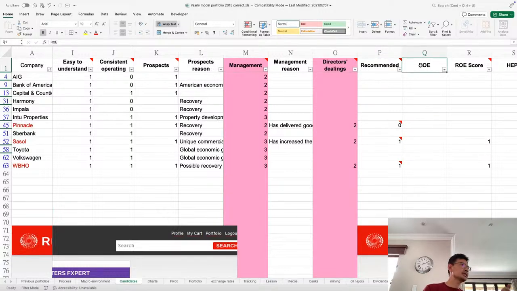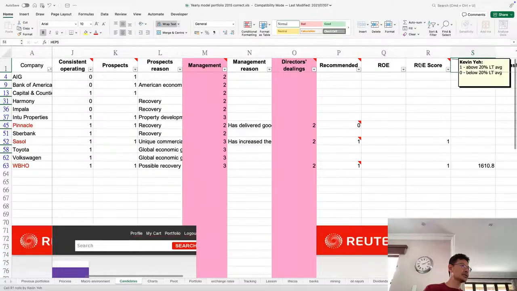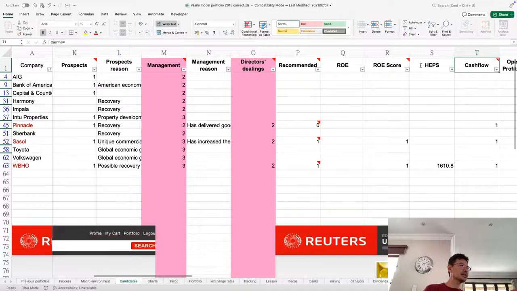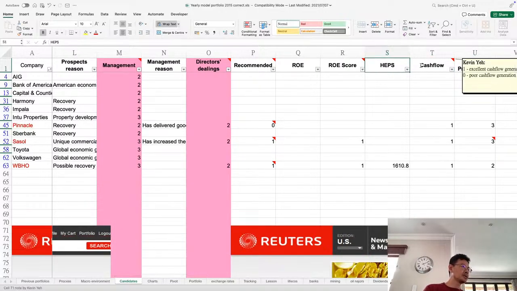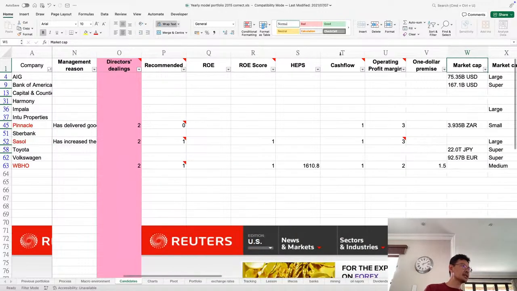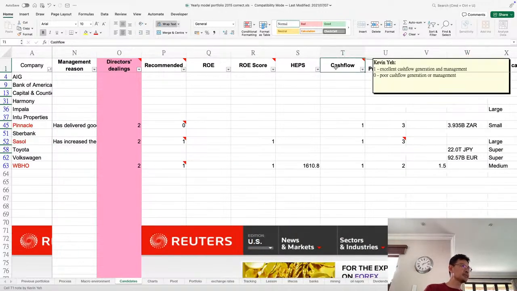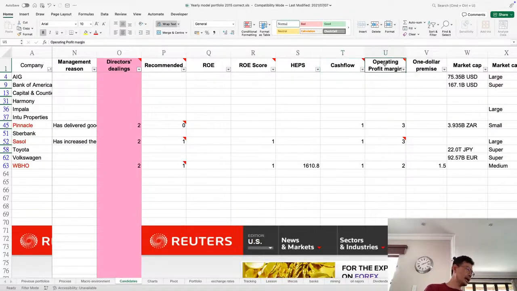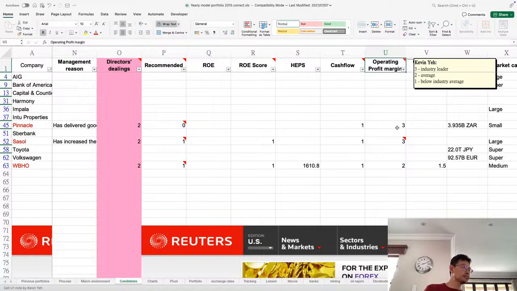Then ROE is return on equity. Then there's the RE score. Generally, the higher the RE, consistent RE is good. Then it's headline earnings per share. So it's just information that I put into here. Then cash flow, to see does it have positive cash flows, does it generate cash flow and management return money to shareholders, and then operating profit margin.